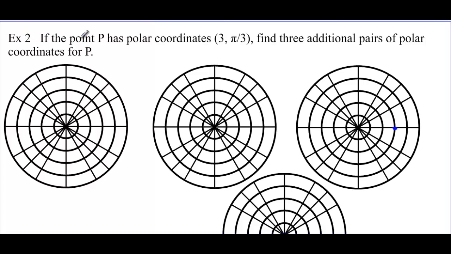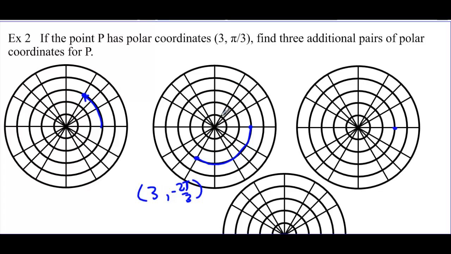In example 2, if the point P has polar coordinates 3, pi over 3, find 3 additional pairs of polar coordinates for P. Let's locate P. P is on the third circle, has a length of 3, and is at an angle of pi over 3. That's right there. What if we went on the third circle, went in a negative direction, or negative angle, and that puts us right here. That would be the point negative 2 pi over 3 with a radius of 3.